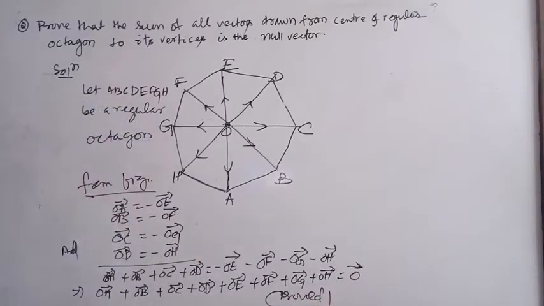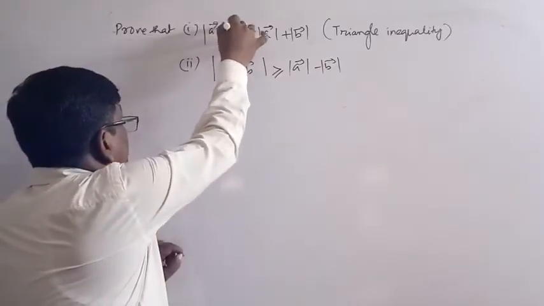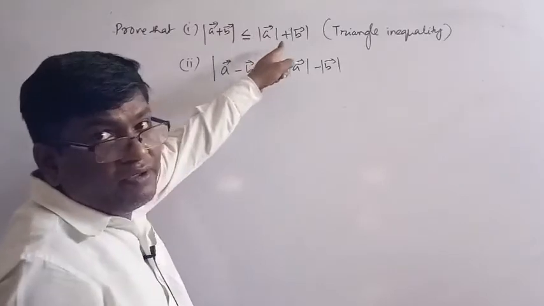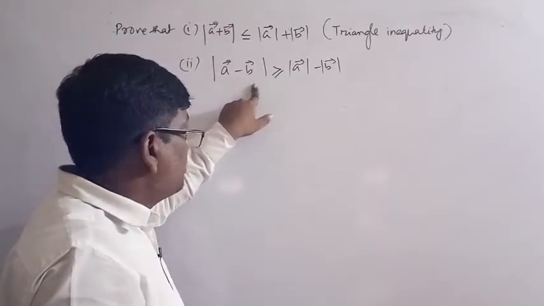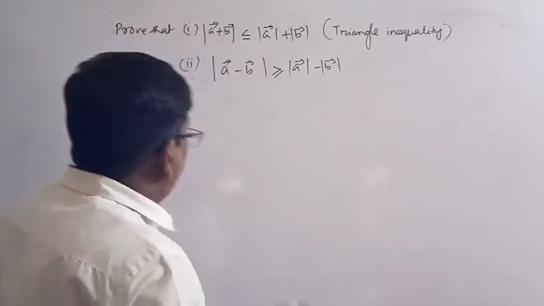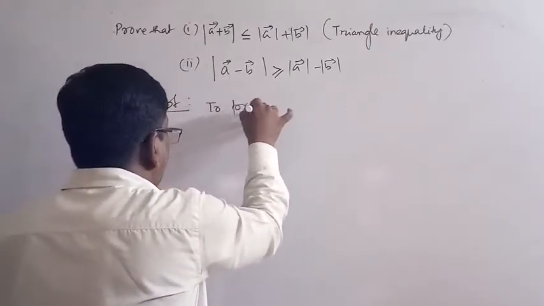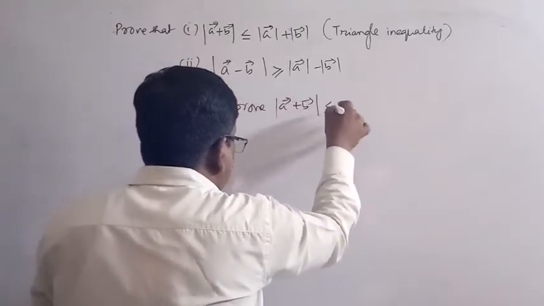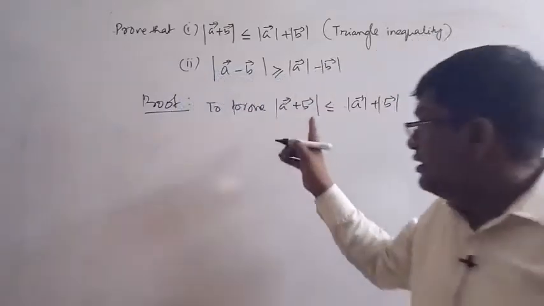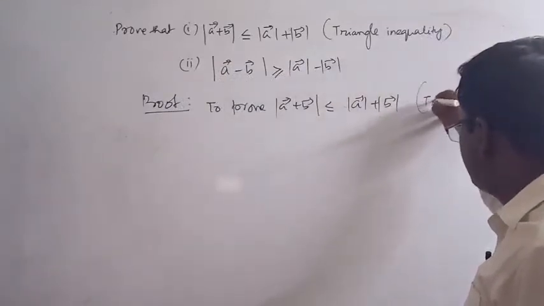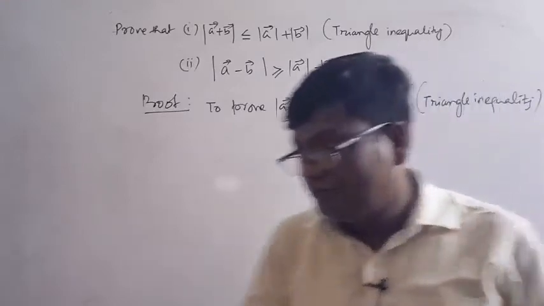Okay, now another question. Prove that the magnitude of vector A plus B is less than or equal to the magnitude of A plus the magnitude of B. Then prove that the magnitude of A minus B is greater than or equal to the magnitude of A minus the magnitude of B. So first, to prove: magnitude of A plus B is less than or equal to magnitude of A plus magnitude of B. This inequality is called the triangle inequality. Okay, so what happens here?